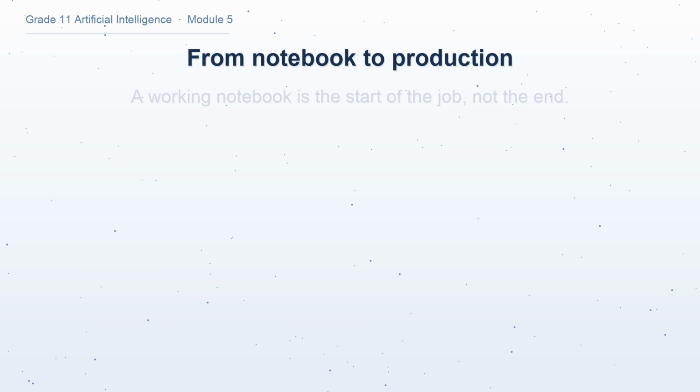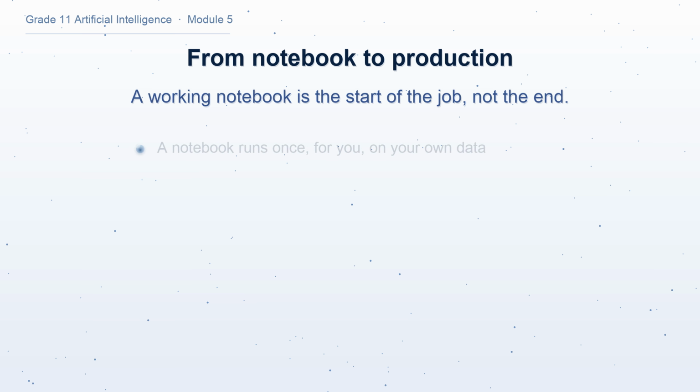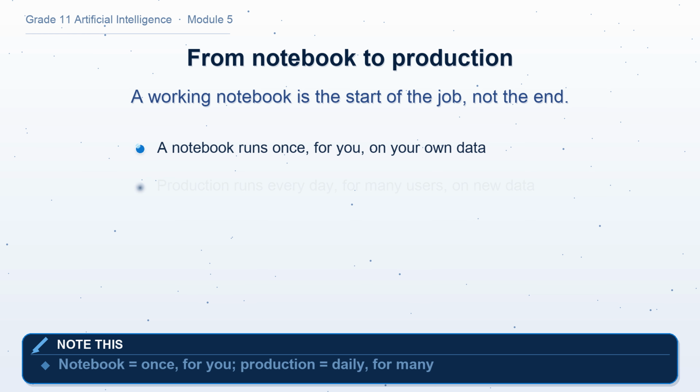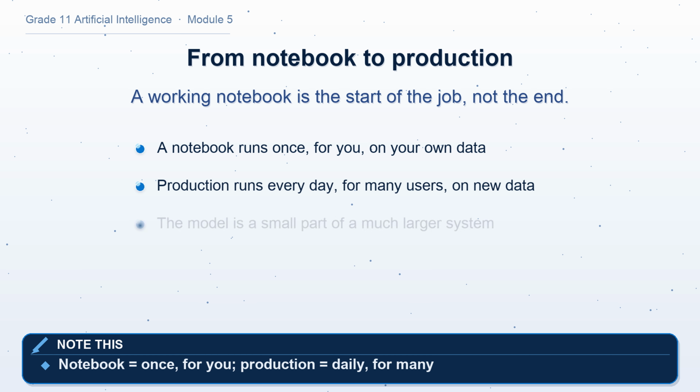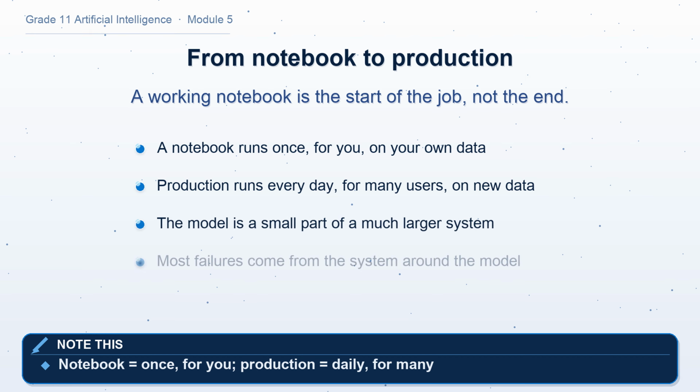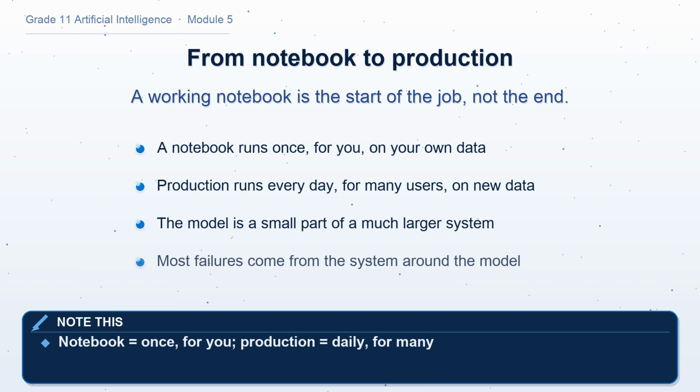That is real progress, but it is the start of the job, not the end. A notebook runs once for you on the data you already have. Production is different. It must run every day for many users at the same time on data the model has never seen. And here is the lesson that surprises most beginners. The trained model is a small part of a much larger system. Most production failures come not from the model itself, but from the pipelines, the data, and the plumbing around it.